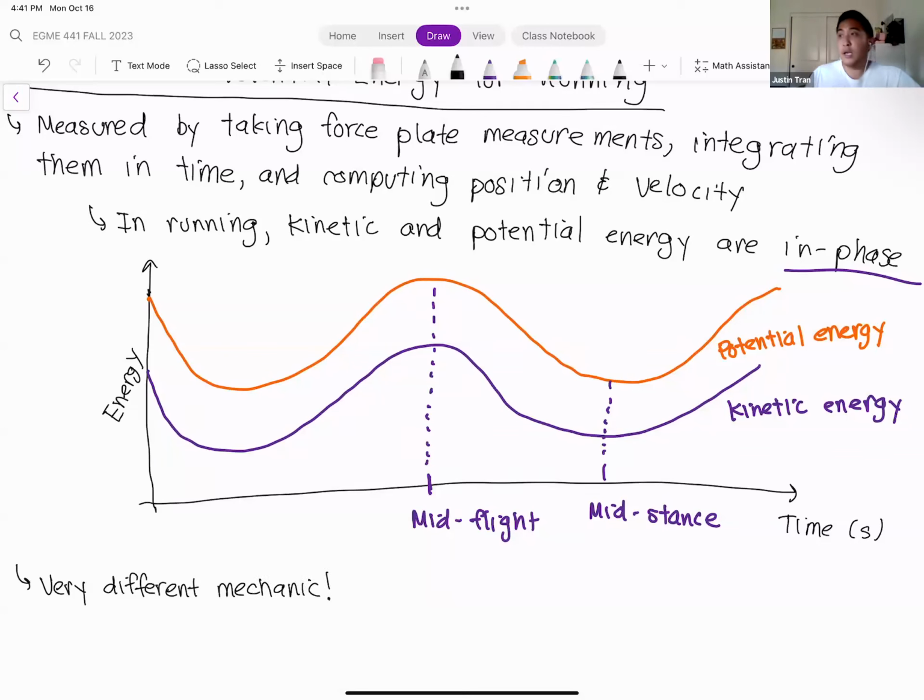And that different mechanic is that as you go up in kinetic and potential energy, that energy has to come from somewhere, right? That energy doesn't just come from nothing. And so that spike in energy, that rise in total energy of your entire body, comes directly from your muscles, and so your muscles are providing that work or that energy to propel yourself forward.